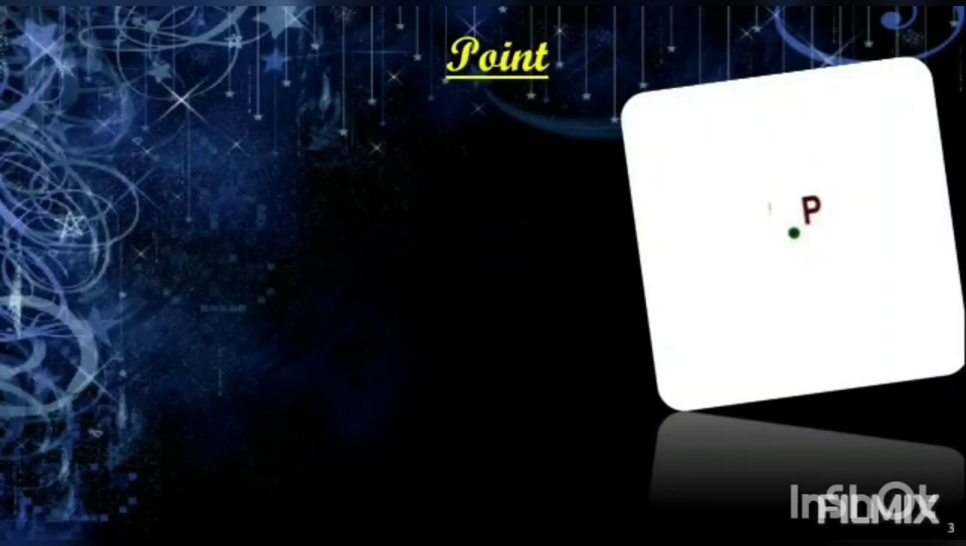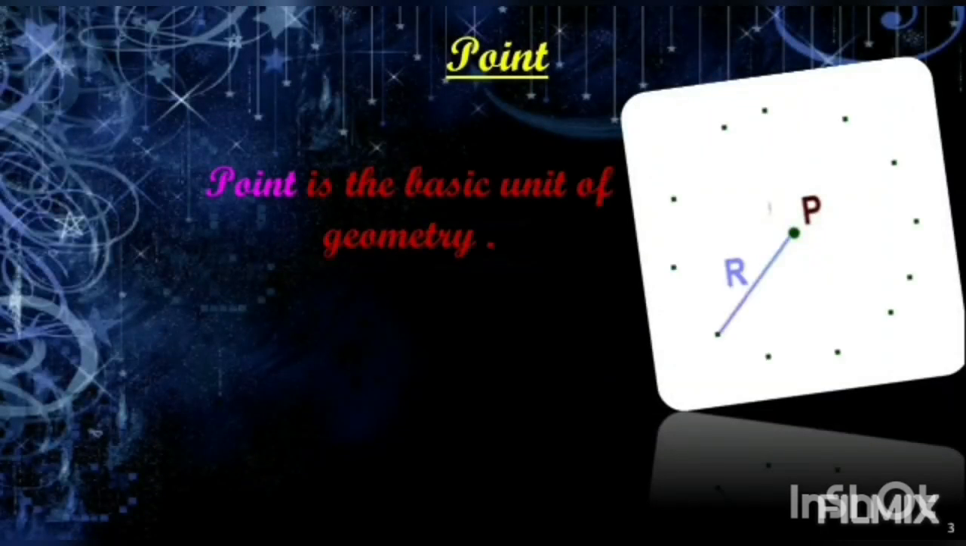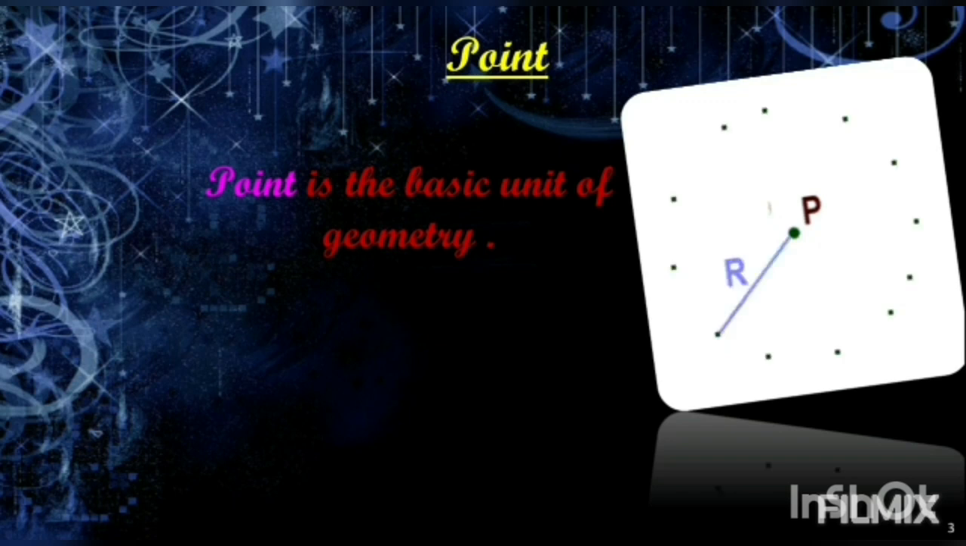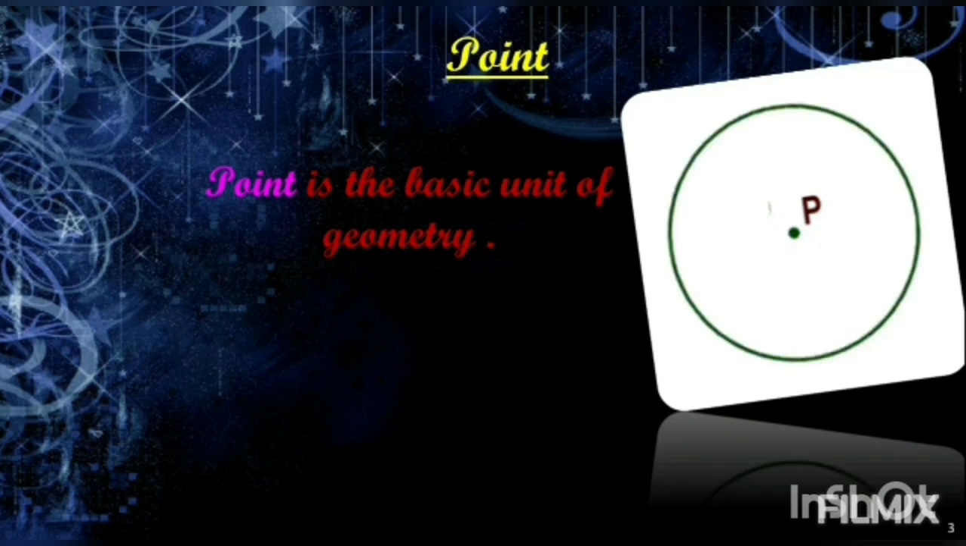Our second term is point. A point is the most basic unit of geometry. As you can see on the screen, the small dot is your point. All the complex figures in your geometry are made with the help of points.